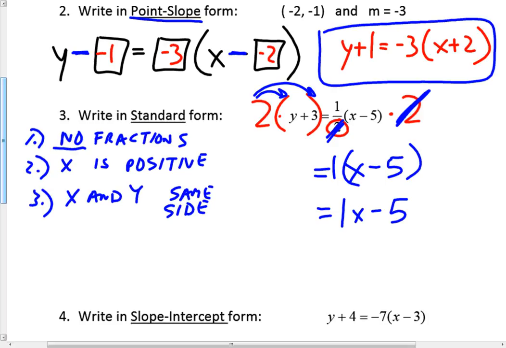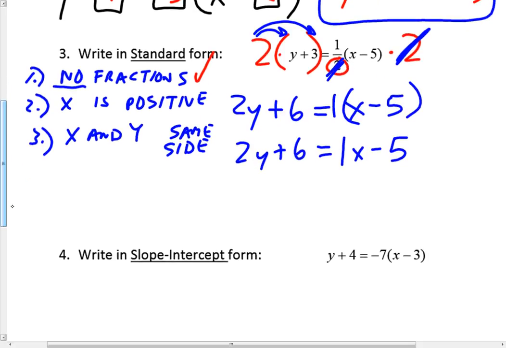2 times y is 2y. 2 times 3 is 6. What I'm noticing is that some people are double distributing, or double distribution. They're doing this, and then they're multiplying this by another 2. We just did it. We did it once. Parentheses are gone. I have just taken care of no fractions. What I end up with doesn't have any fractions.